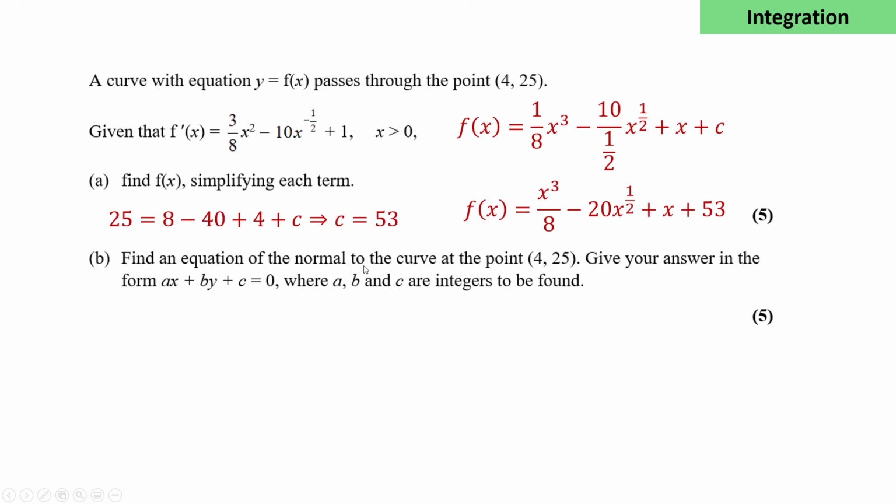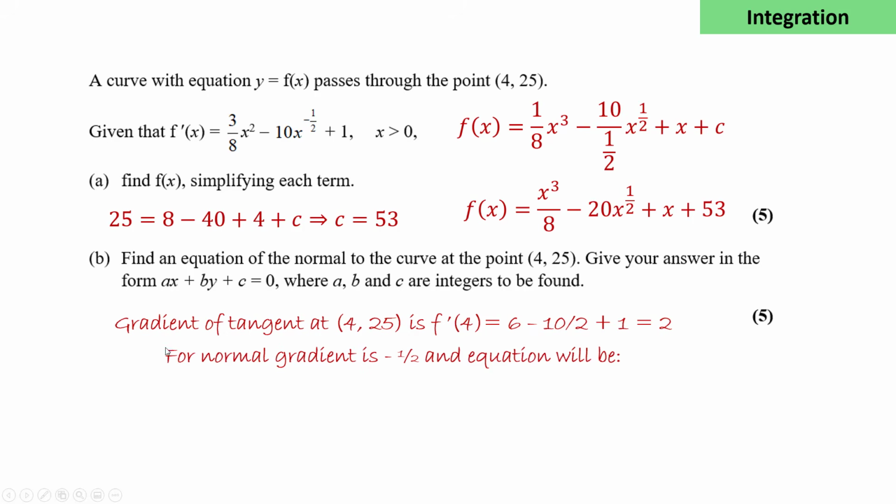We're then asked to find the equation of the normal to the curve at the point (4, 25). So the gradient of the tangent at (4, 25) is f dash of 4. So we substitute 4 into the expression that we've been given for f dash of x. That will give us 3 minus 10 over 2 plus 1, equal to 2.